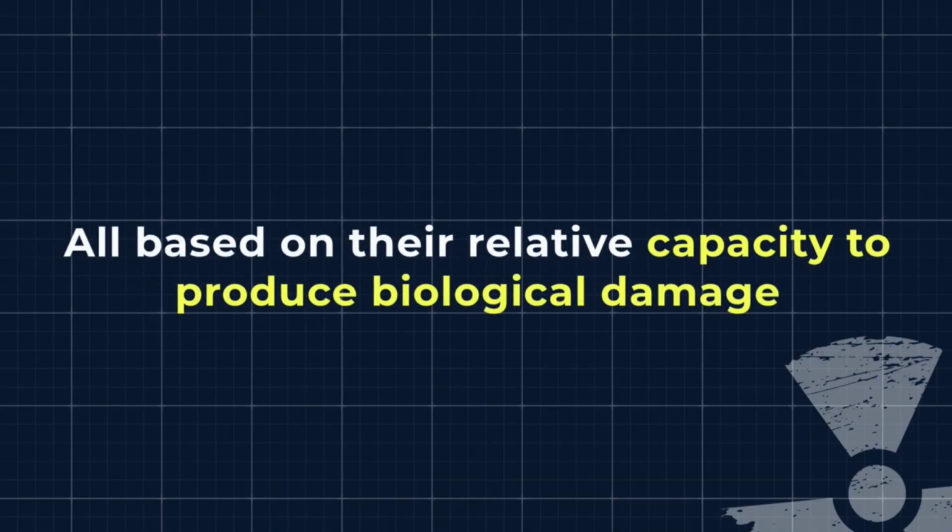It makes different radiation types comparable based on their relative capacity to produce biological damage. One other thing to remember is that equivalent dose does not yet account for which organ tissue received the radiation. We'll get to that a little later. But it only accounts for the absorbed dose and the radiation type.